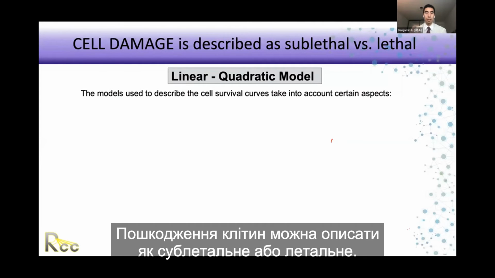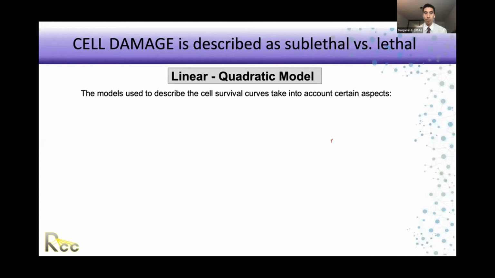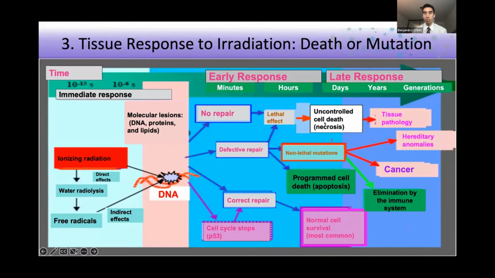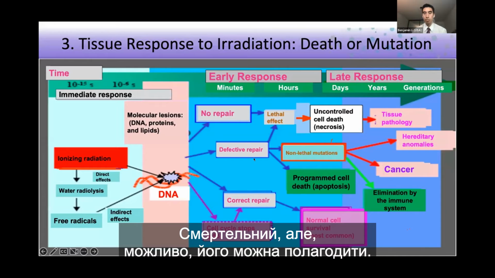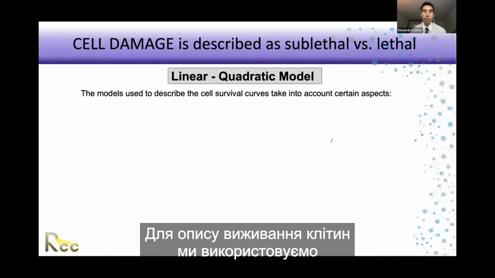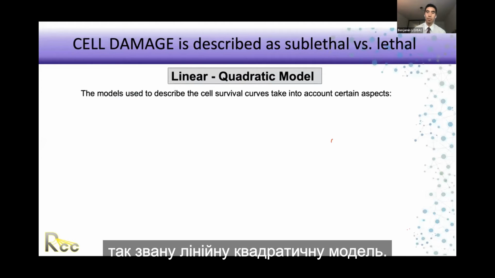Cell damage can be described as sublethal or lethal. So here, this would be lethal, leading to death. Sublethal, maybe it can be repaired. And we use something called the linear quadratic model to describe cell survival.